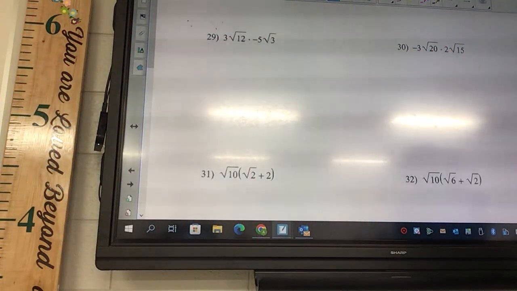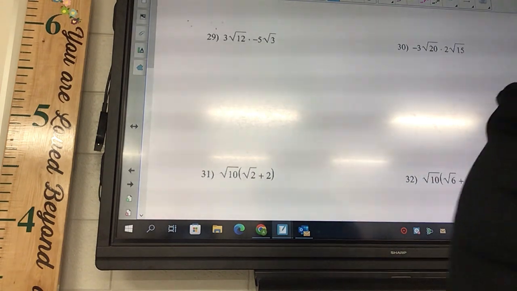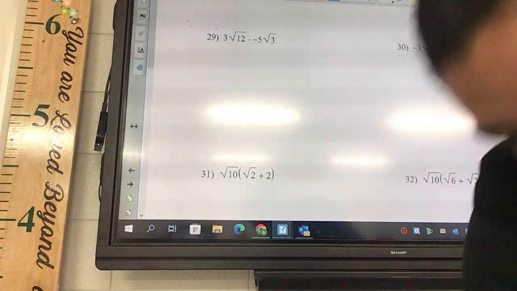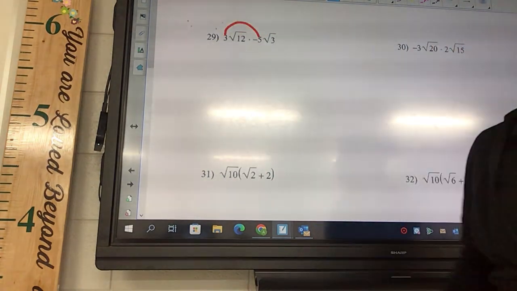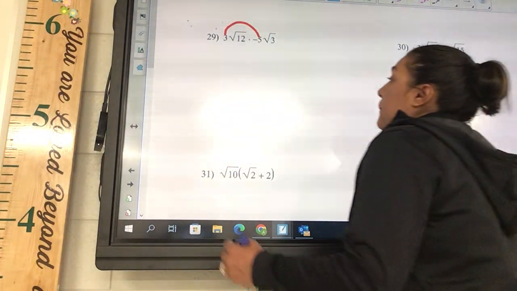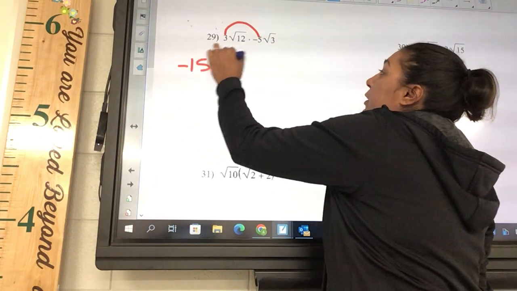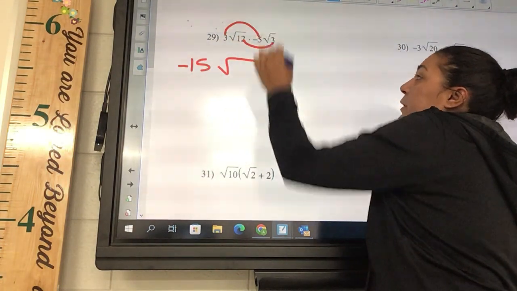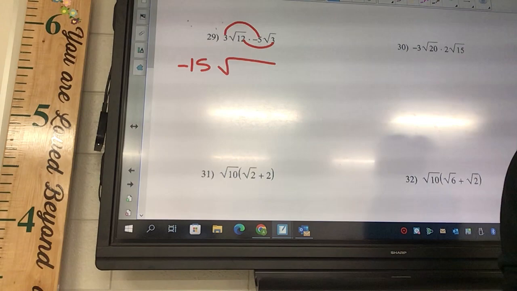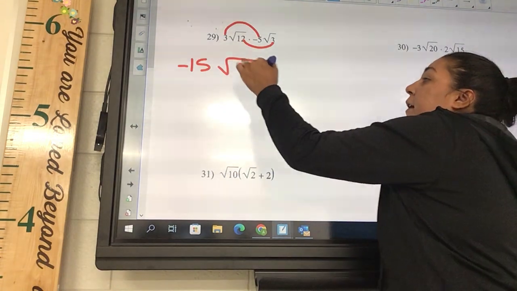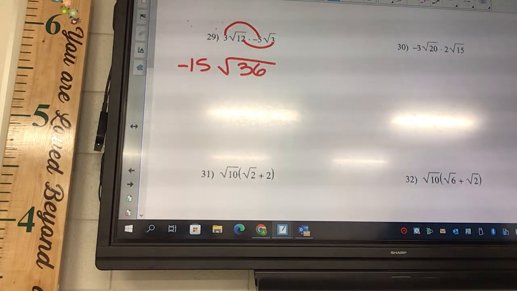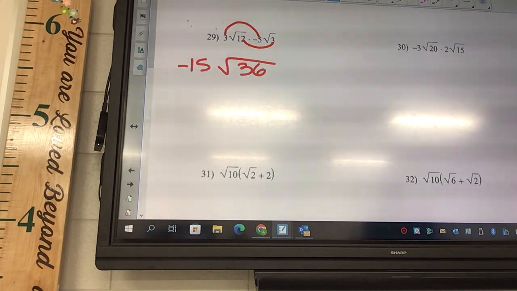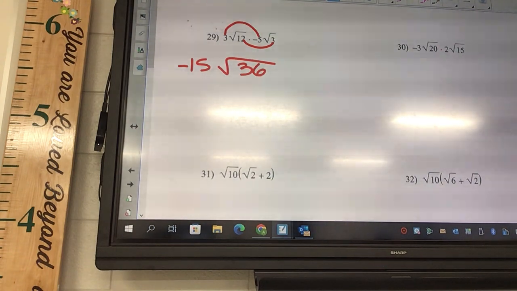Okay, so 29, we're gonna multiply the insides and then the outsides. So 3 times -5 is what? -15, and then you're gonna multiply the inside. So 12 times 3 is what? 36. Okay, and that 36 is what I was saying, you can go ahead and draw the tree and factor it out. We're not doing it today because we just don't have time, but you would be required to.